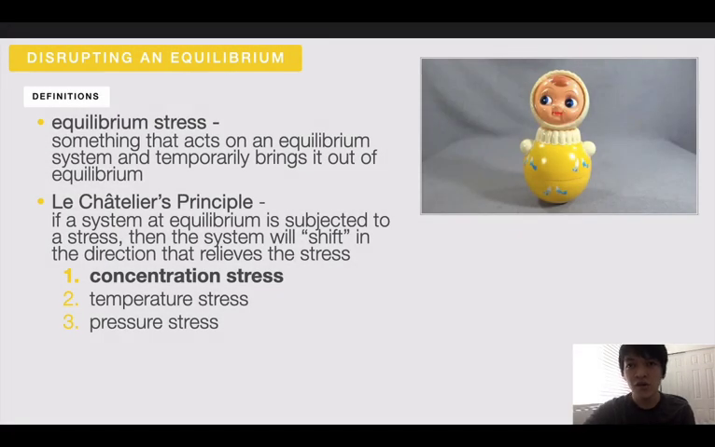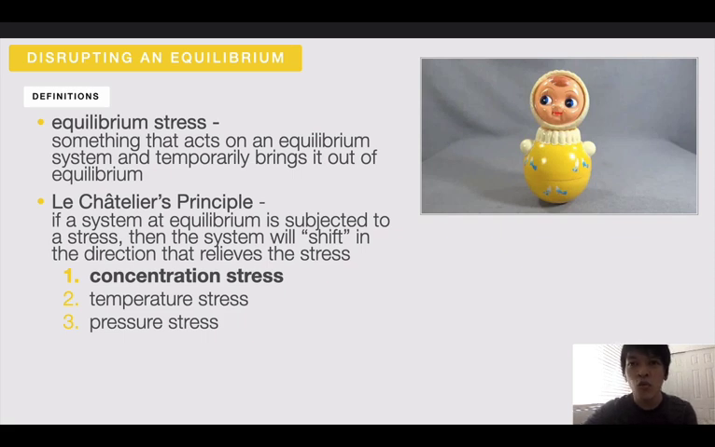When chemical systems are at equilibrium, there are different things that can be done to the system that temporarily bring them out of equilibrium. These are called stresses. Le Chatelier's principle is a simple idea that if a system at equilibrium is stressed, then the system will shift in a direction that relieves or reduces the stress. 3 types of stresses are covered in chemistry, but I'll just discuss concentration stresses for this video.